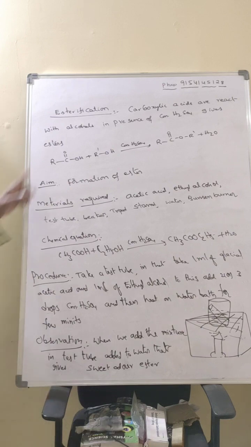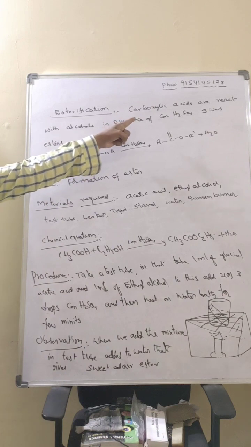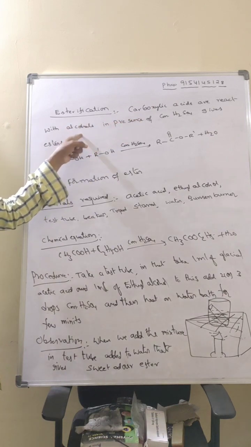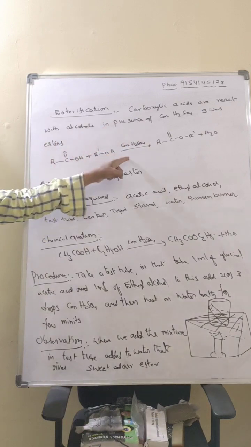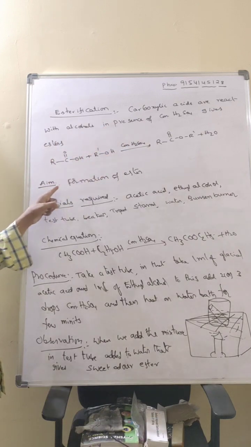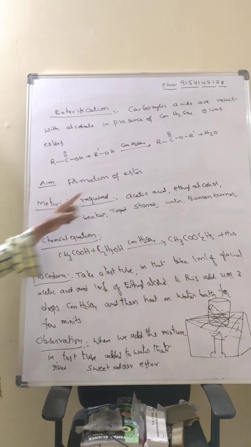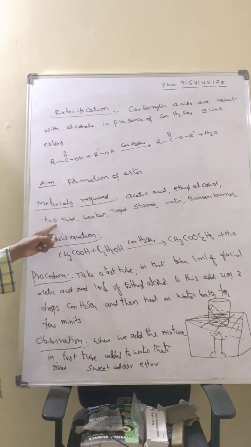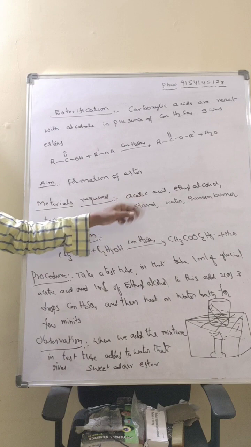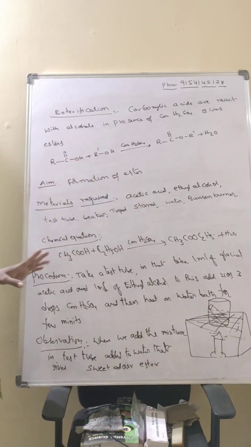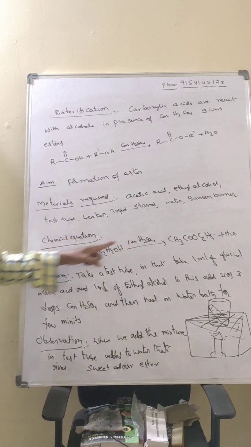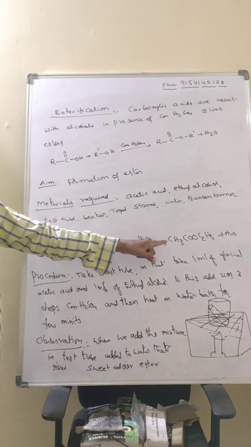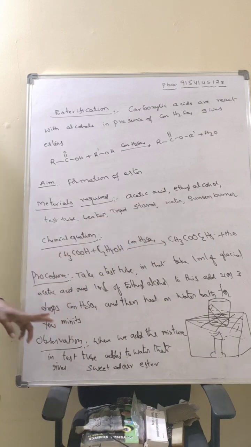Once again, esterification means carboxylic acids react with alcohols in presence of concentrated sulfuric acid to give esters. This is the skeletal equation. Aim: formation of ester. Materials required: acetic acid, ethyl alcohol, test tube, beaker, tripod stand, water, Bunsen burner, like this all. Chemical equation: acetic acid plus ethyl alcohol in presence of sulfuric acid gives ester plus water.